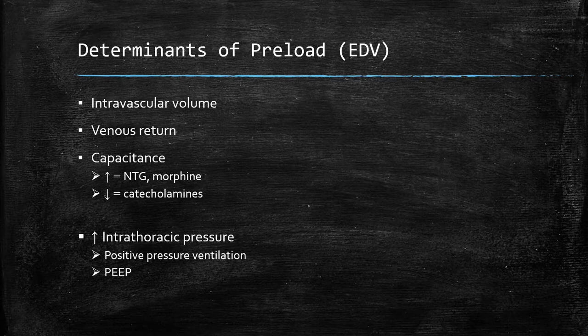Increased intrathoracic pressure also decreases venous return to the heart. Some common examples of this phenomenon are positive pressure ventilation and high levels of PEEP.